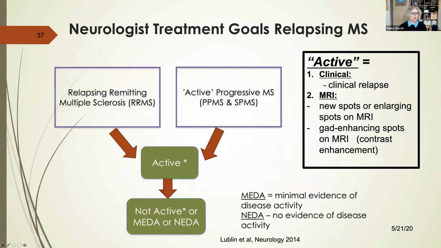So this is sort of driving home that message that for these people who are relapsing remitting, or what we call active progressive MS, we're trying to move them into not active and stable, or MEDA or NEDA, whatever we're trying to have as our goal at the time. And that's our whole kind of treatment goals with our disease-modifying therapies. And what's exciting about this is this does get to a group of patients that we traditionally had not really targeted the same before, and it has changed some of our conversations.